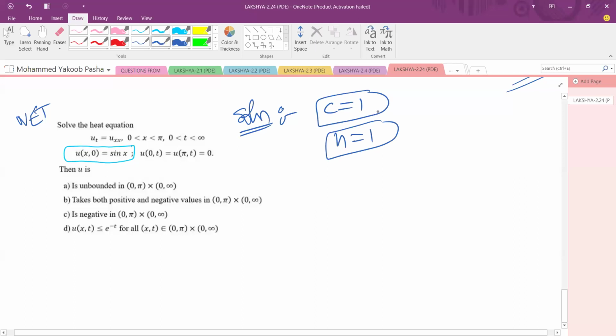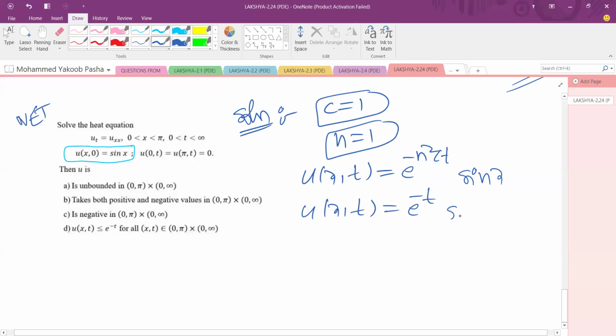We can write the general solution as u of x comma t is equal to e to the power of minus n square ct into sin x. Now write the c value and n value here. So u of x comma t is equal to e to the power of minus t into sin x. This is the general solution of the given heat equation with the initial condition.